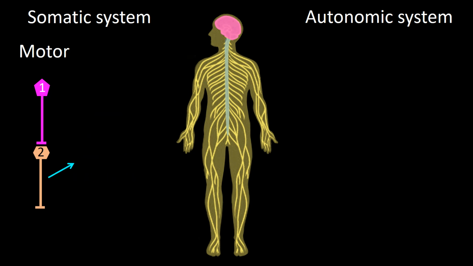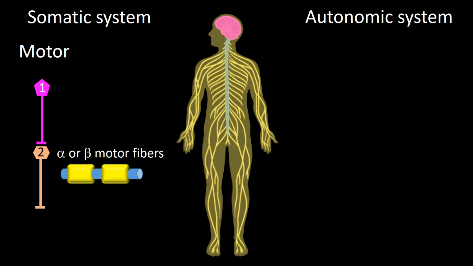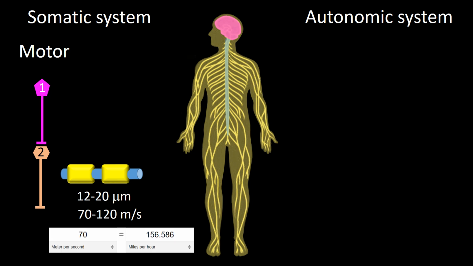The axons of these neurons contribute to the formation of the roots, plexi, and nerves of the face and head, arms, trunk, and legs. The axons of the second neuron are heavily myelinated. Using the axonal motor fiber classification, they are classified as alpha or beta motor fibers. Using a more general classification, they are classified as A-alpha or 1A fibers. They have a diameter ranging from 12 to 20 microns and conduct at a speed of 70 to 120 meters per second, which corresponds to a speed ranging from 156 to 268 miles per hour.